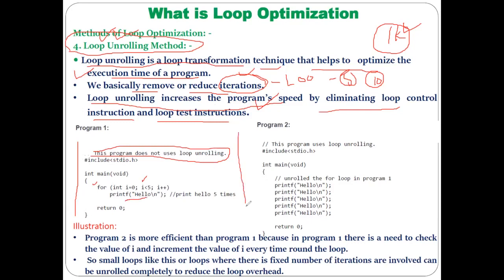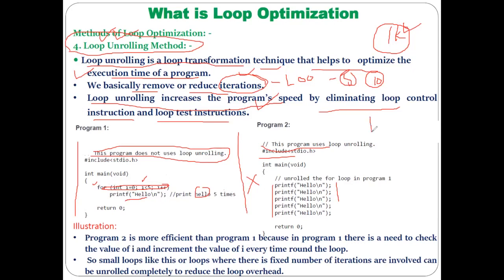Now how can we avoid, reduce or remove this loop? This is a program which uses loop unrolling. So we have reduced the loop here, or we have removed the loop completely here. Because how many times do you want hello to be printed? 5 times. So you just write the hello print statement 5 times. Understood? Now what will happen here? Looping will get removed, 5 iterations will be reduced.